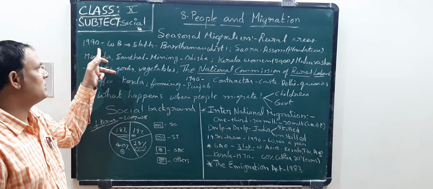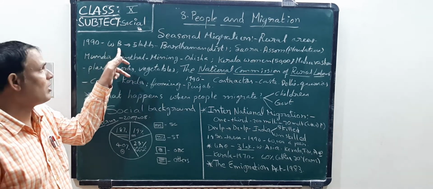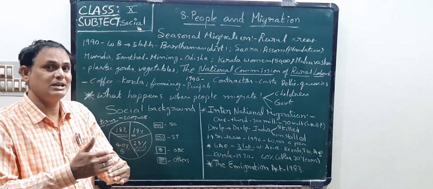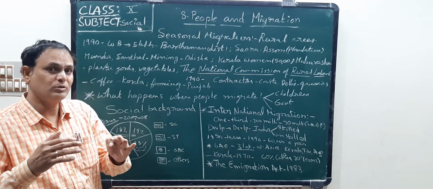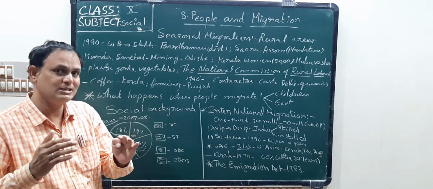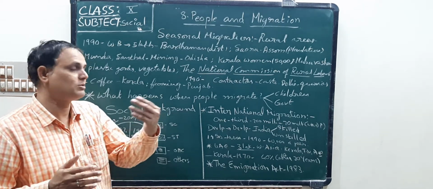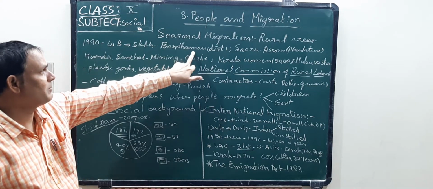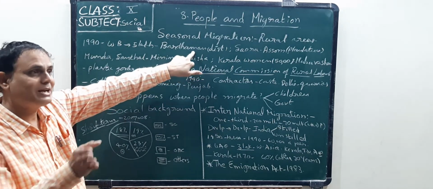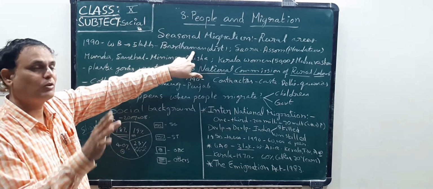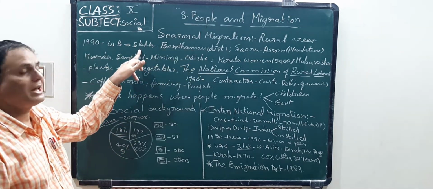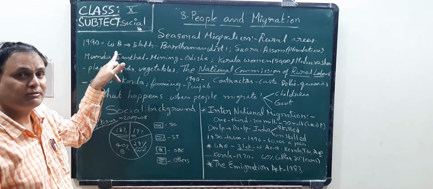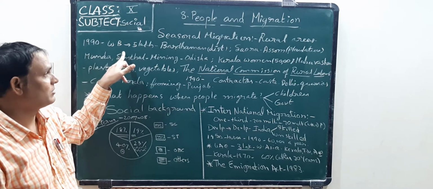In 1990, in West Bengal, they found 5 lakh people moving seasonally from their native towns and native villages to one district. What is that district? Burdwan. Okay, children? So they migrated to Burdwan district from their hometowns. How many? 5 lakh people. So this is the information from 1990. Where can we find this? In West Bengal. Okay, children?